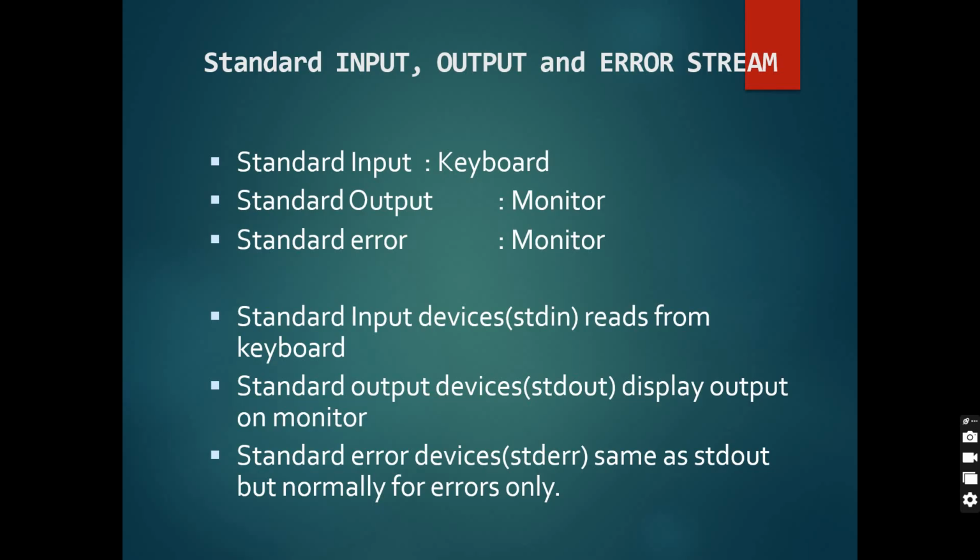So standard input, output, and error stream. What is the standard input? The keyboard. What is the standard output? Monitor. What is the standard error? Monitor. So the standard input device, STDIN, reads from the keyboard.